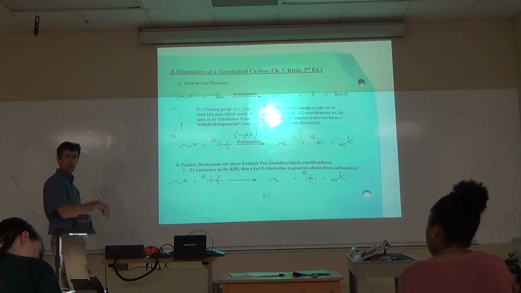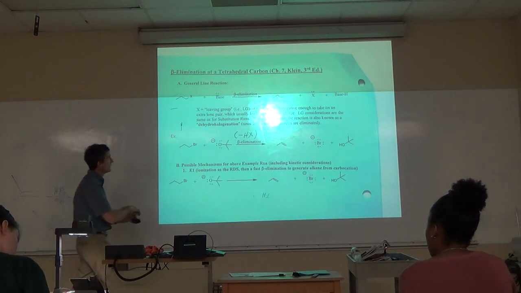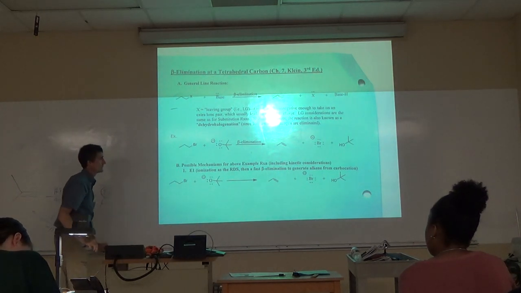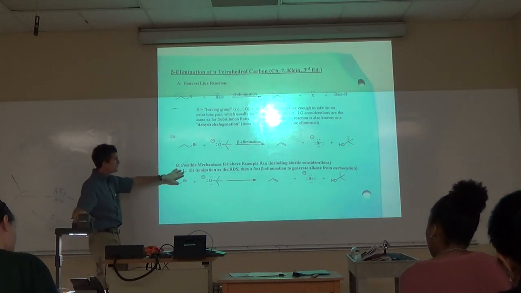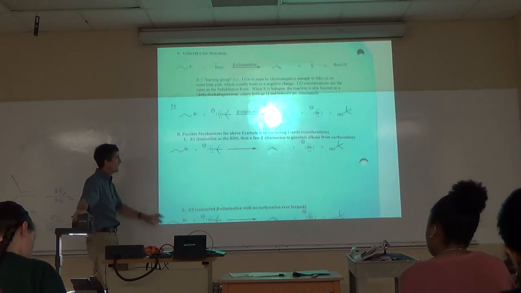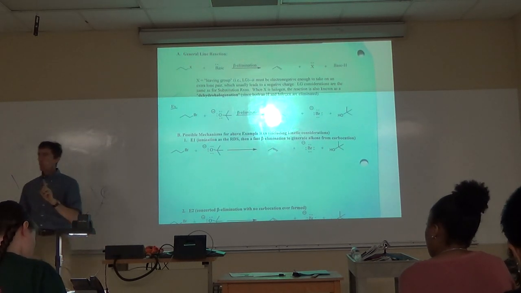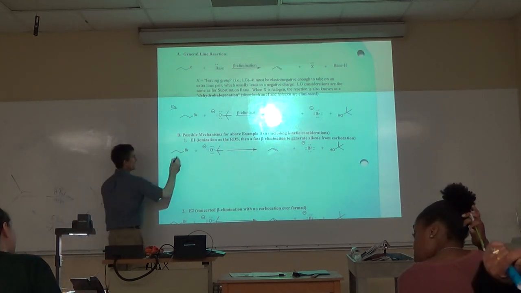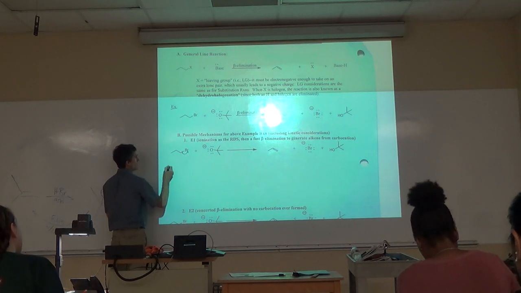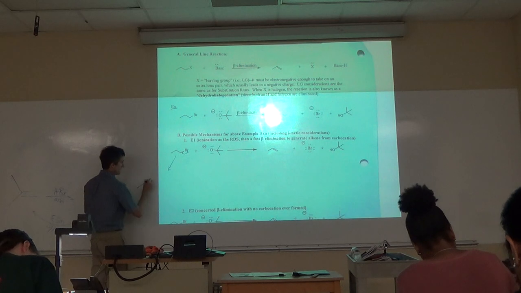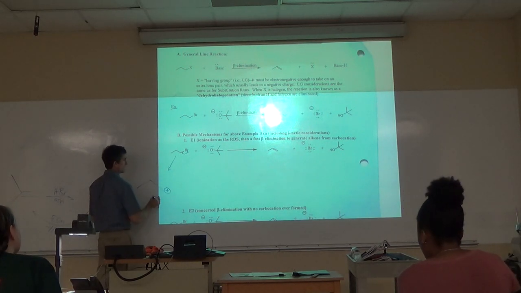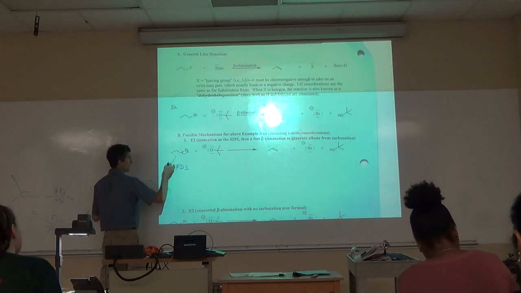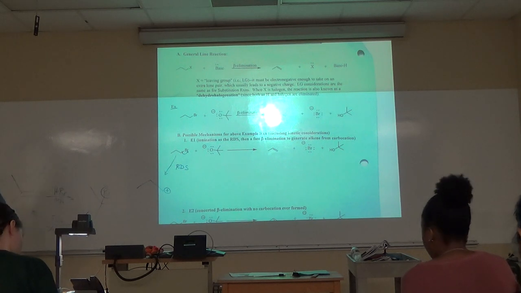Possible mechanisms for this. Remember how we did possible mechanisms for substitution? Let's first do an E1. The first step of an E1 is the same as the first step of an SN1, which is what? The leaving group leaves. That would be the rate determining step if we were doing this mechanism. We call that ionization.